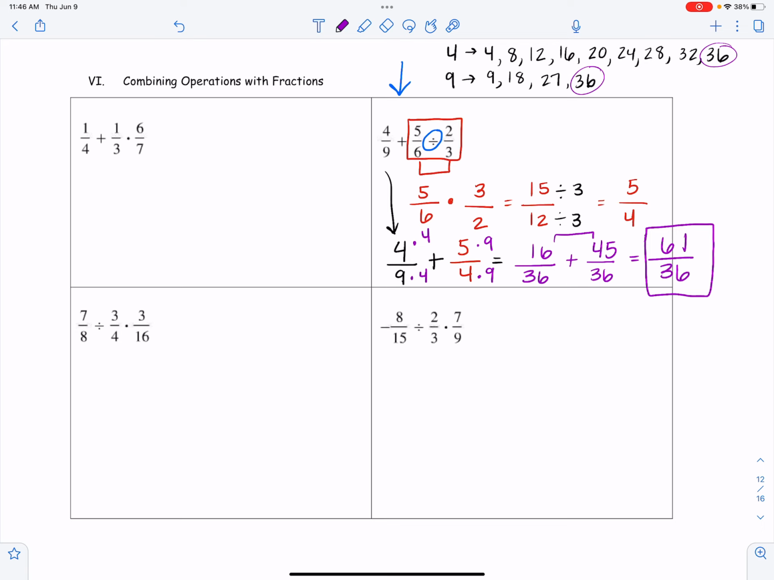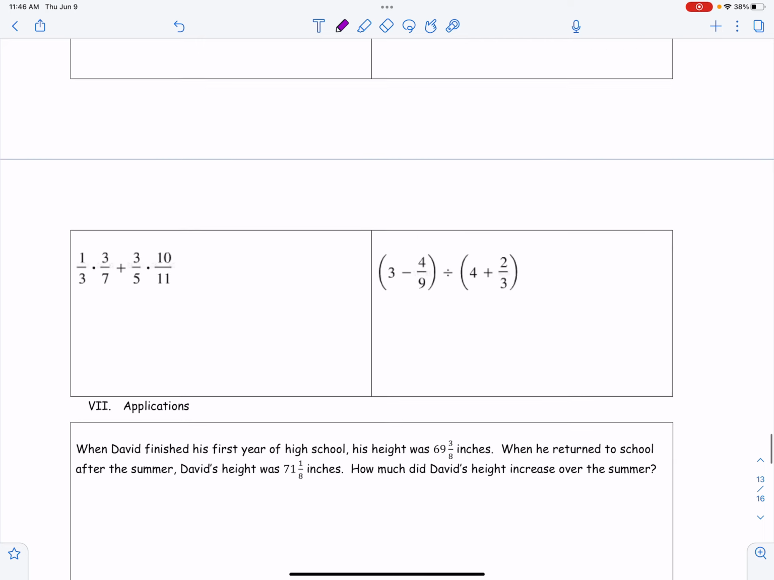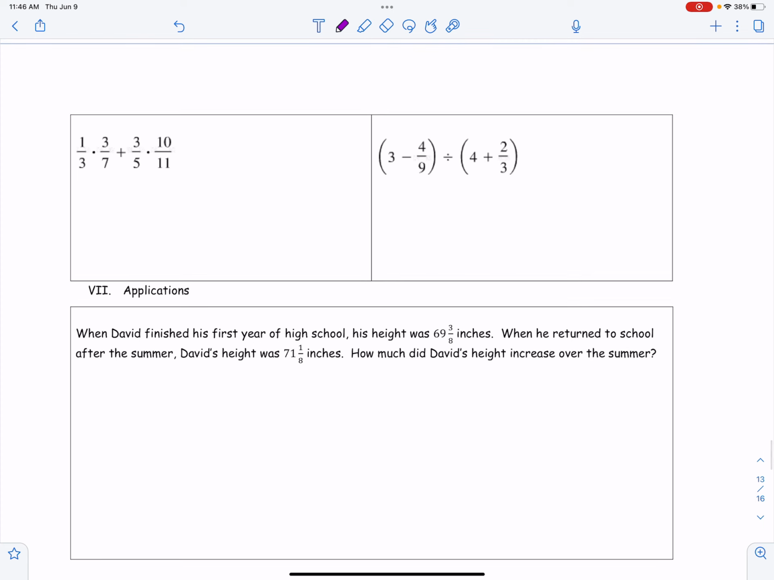All right, so with these problems on this page, again, just be careful about your order of operations. Make sure multiplication and division are done before addition and subtraction. All right, so I'm going to work through one more with you here, and I want to look at this last one that has some whole number values in there and some parentheses.